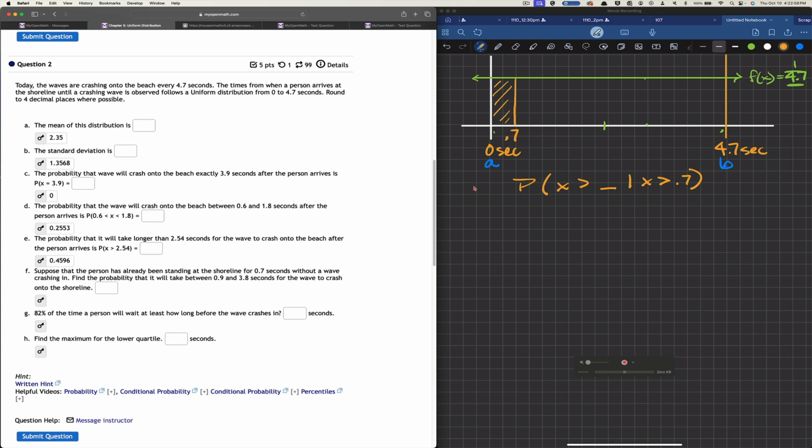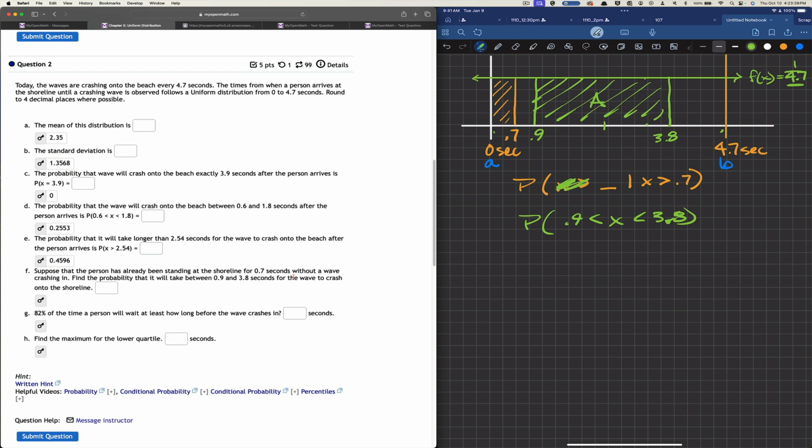the possibility, and we'll talk about how that works. Okay, so now the rest of this question says, without a wave crashing in, find the probability that it will take between 0.9 and 3.8. So the rectangle that we care about is between 0.9 and 3.8. We want to know the area of this rectangle, but that's not all that we need to know. If we just wanted to know the probability that x is between 0.9 and 3.8, then we would simply calculate the area of this rectangle, and that's it. We'd be done.